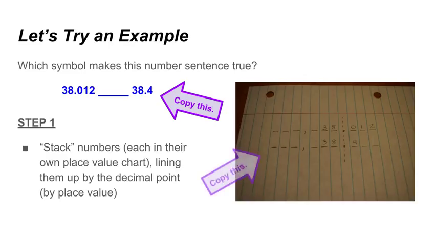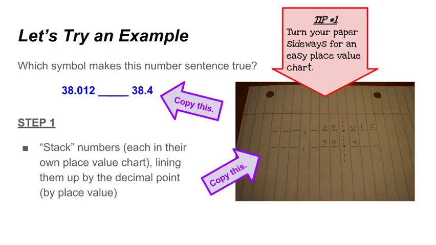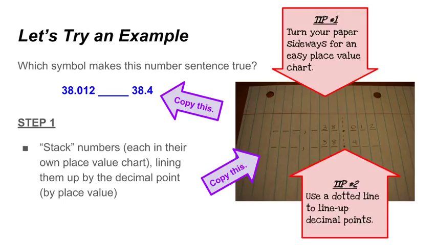Oh, by the way, copy this down in your example. I want to share 2 tips with you. Tip 1. Turn your paper sideways for an easy place value chart. Helps you keep things lined up. Tip 2. Use a dotted line to line up your decimal point. That makes you line up the rest of your digits in a place value chart.